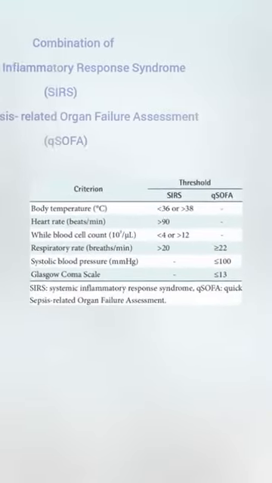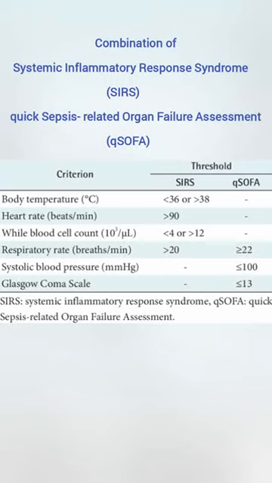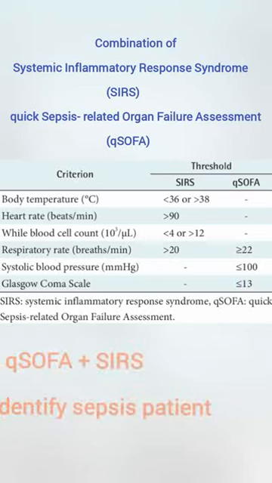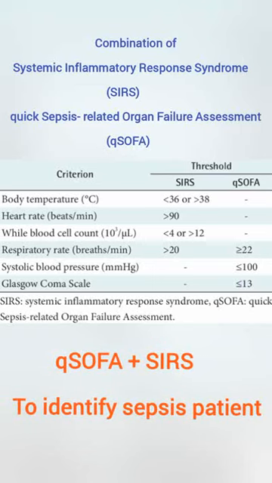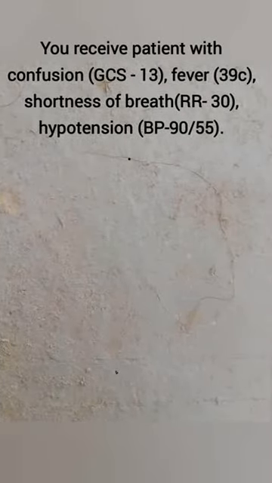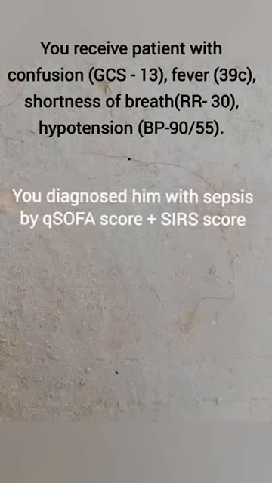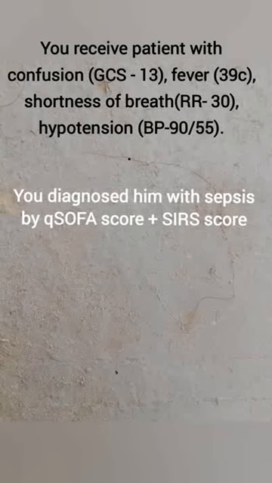In this case, for example, a combination of the systemic inflammatory response syndrome score with the quick SOFA score is used to identify this sepsis patient. You receive a patient with confusion, GCS 13, fever, temperature 39, and shortness of breath, respiratory rate 30 per minute, with hypotension, systolic blood pressure 90. You diagnose him with sepsis by the quick SOFA score and the systemic inflammatory response syndrome score.